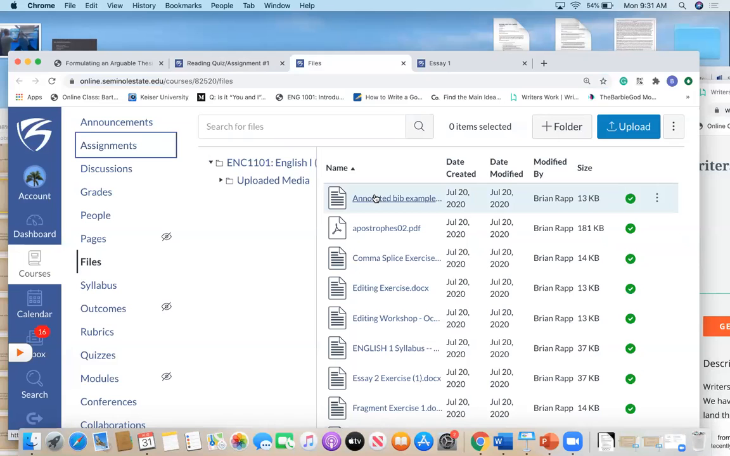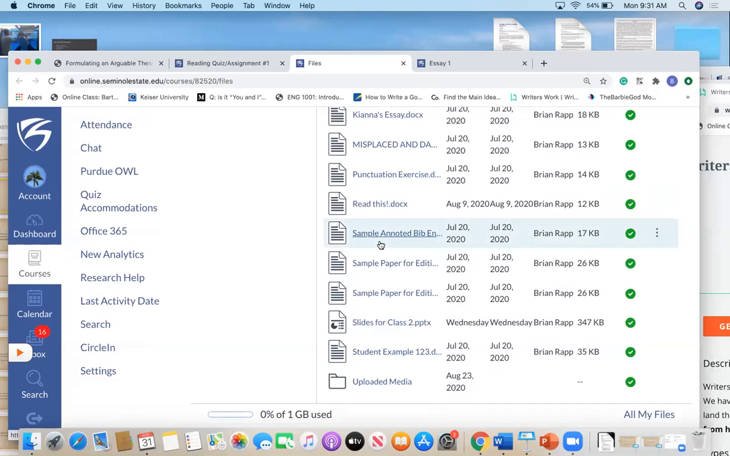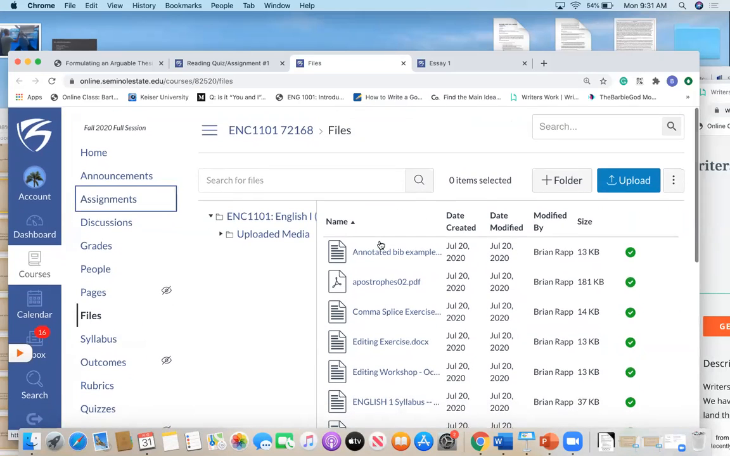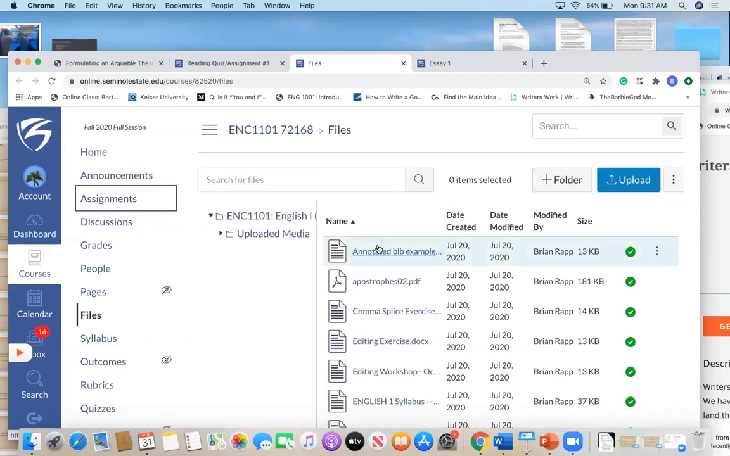So the first thing I want to do is introduce the files. I'm sure a lot of you have already gone through these or seen these. These are things that we'll do throughout the semester. We'll probably post some other things here. These are just some exercises that we'll do. Like this first one, you don't have to worry about the annotated bibliography until the end of the semester, the final project. We'll do some other exercises, though, like the apostrophe exercise.